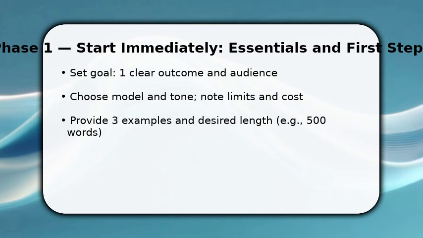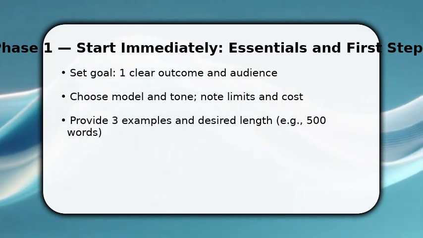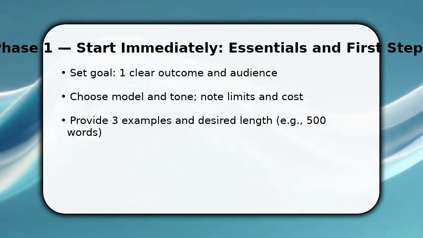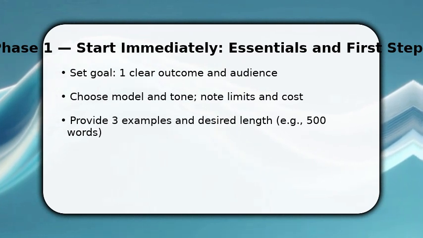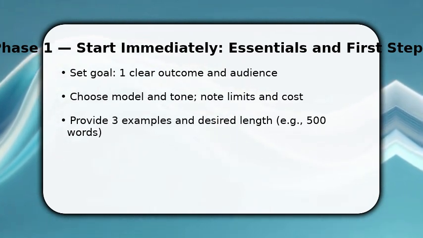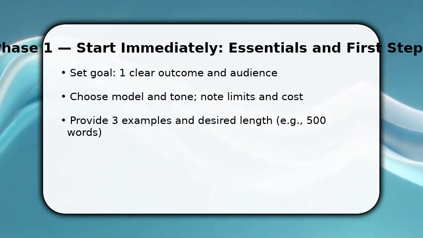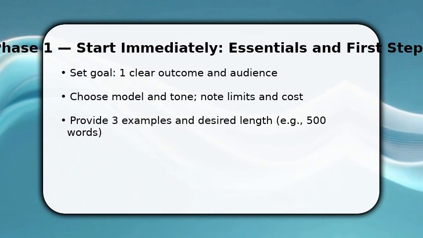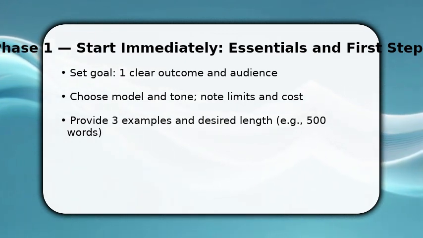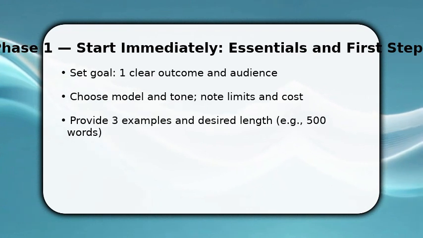You begin by naming a single, clear outcome and audience that guides every decision. Next, choose the AI model and tone, concise, formal, or creative, and note cost or token limits. Then give the first actionable prompt, include 3 examples, required length 500 words, and any forbidden terms. Once done, confirm the model understands format needs.